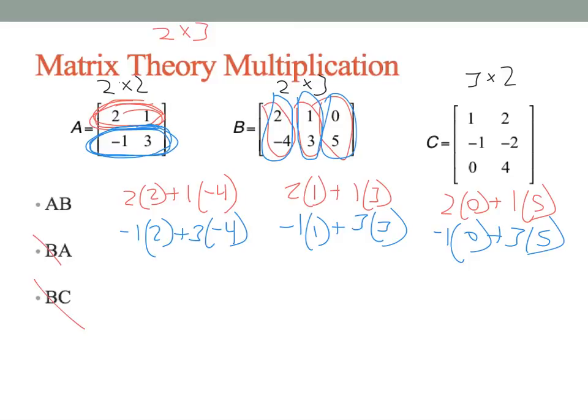So we're going to get 2 times 2 is 4, plus -4 is 0. 2 plus 3 is 5. -2 and -12, so -14. -1, so that's going to be 8. And then -1 times 0 is 0, plus, so that's 15. So this is going to be our final answer. So remember, we needed a 2 by 3 matrix, and that's what we got.